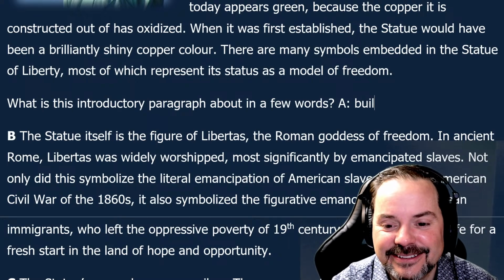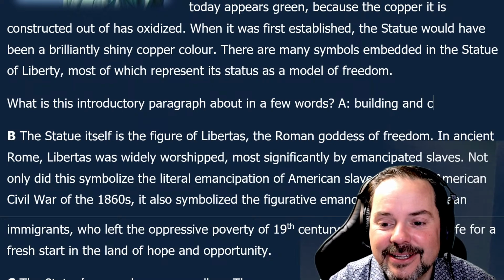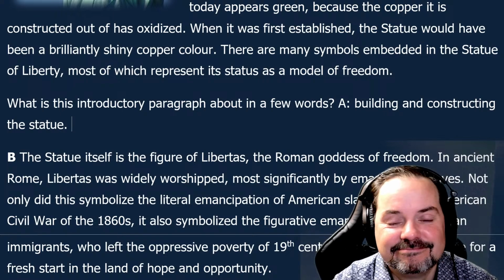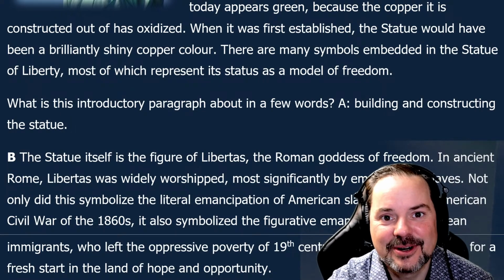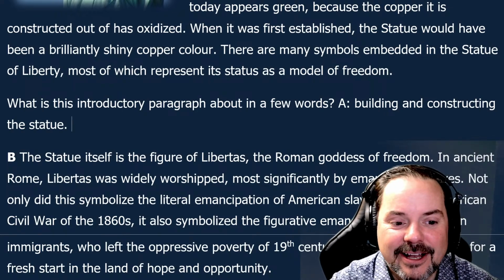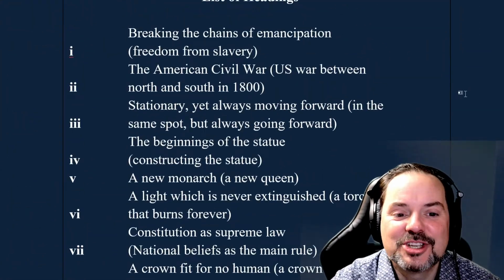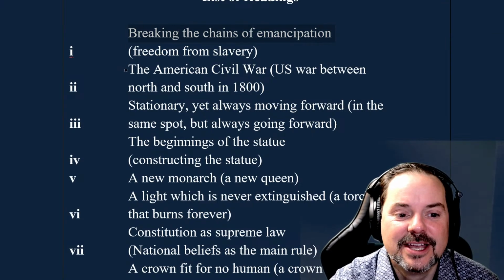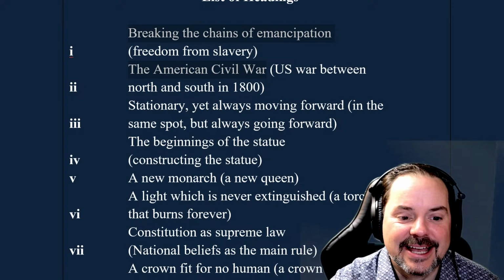Mostly. I was distracted by the copper, the color, and all these features. Yeah, building and constructing the statue. Would you agree? The paragraph is basically telling us about the start of the statue, how they built it and where it came from, right? Building and constructing the statue. Right. Okay. So, I'm going to just highlight the original choices. You tell me which original choice is the correct answer, okay?